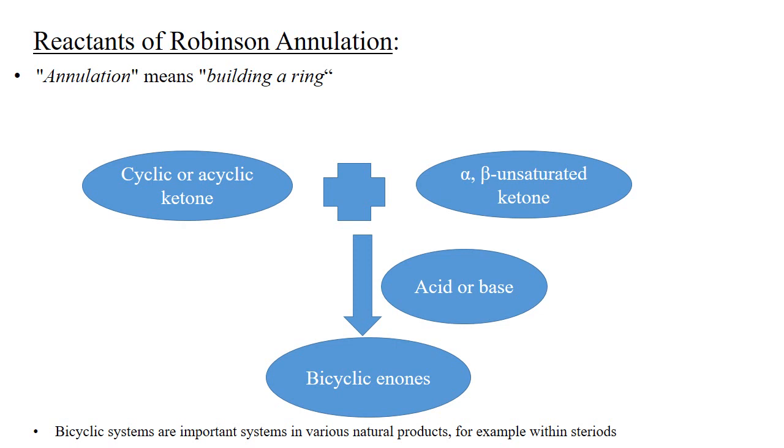Bicyclic systems are important systems in various natural products, for example the steroid system, the steroid skeleton.